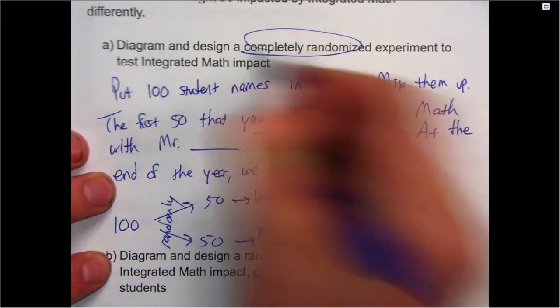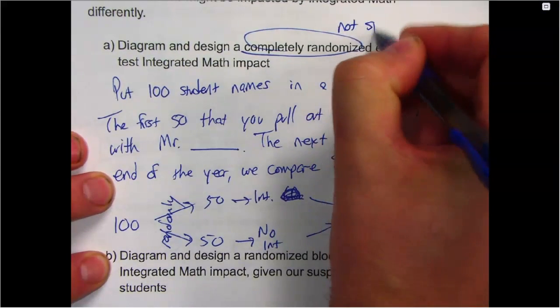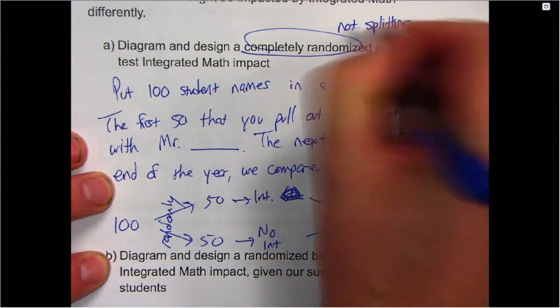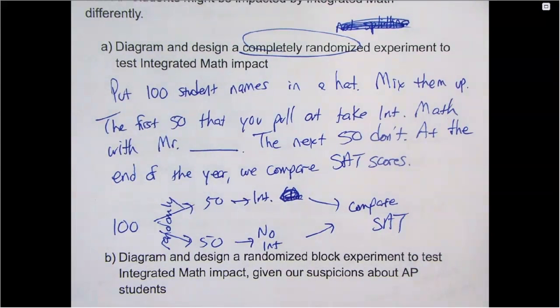So completely randomized, you are not splitting it up. Well, it's not the best phrase, because you are splitting it. You're not separating based on some variable.